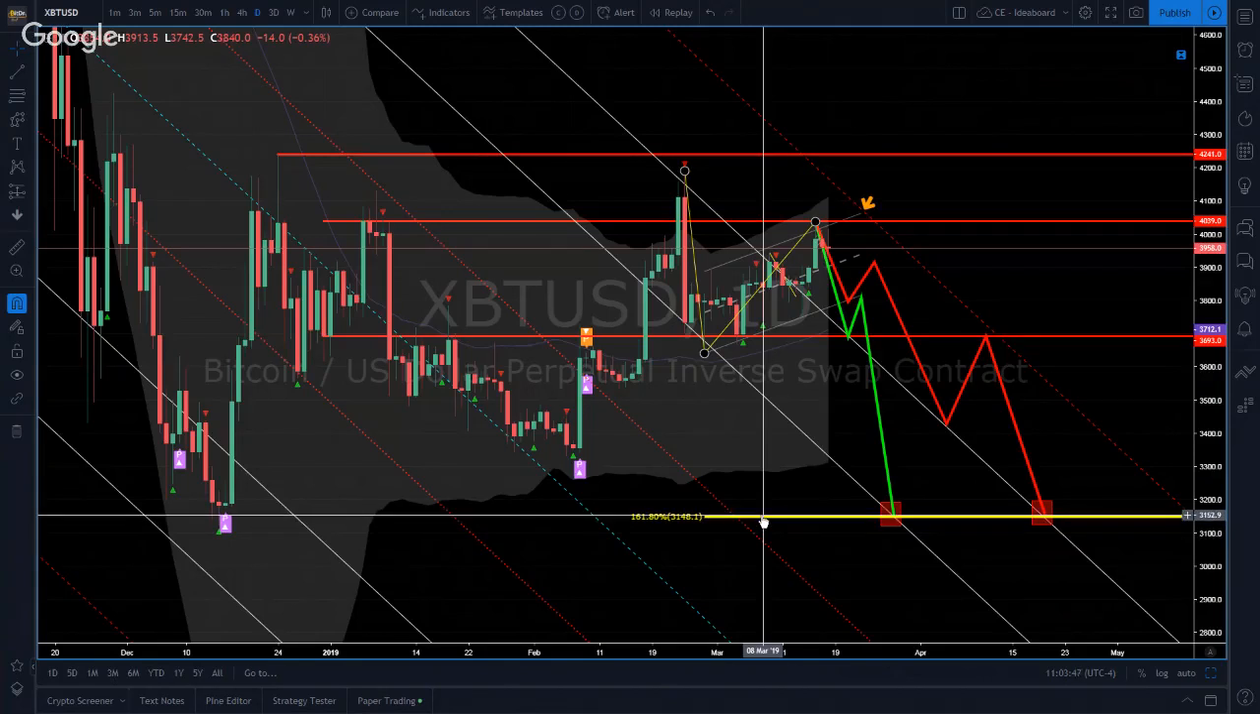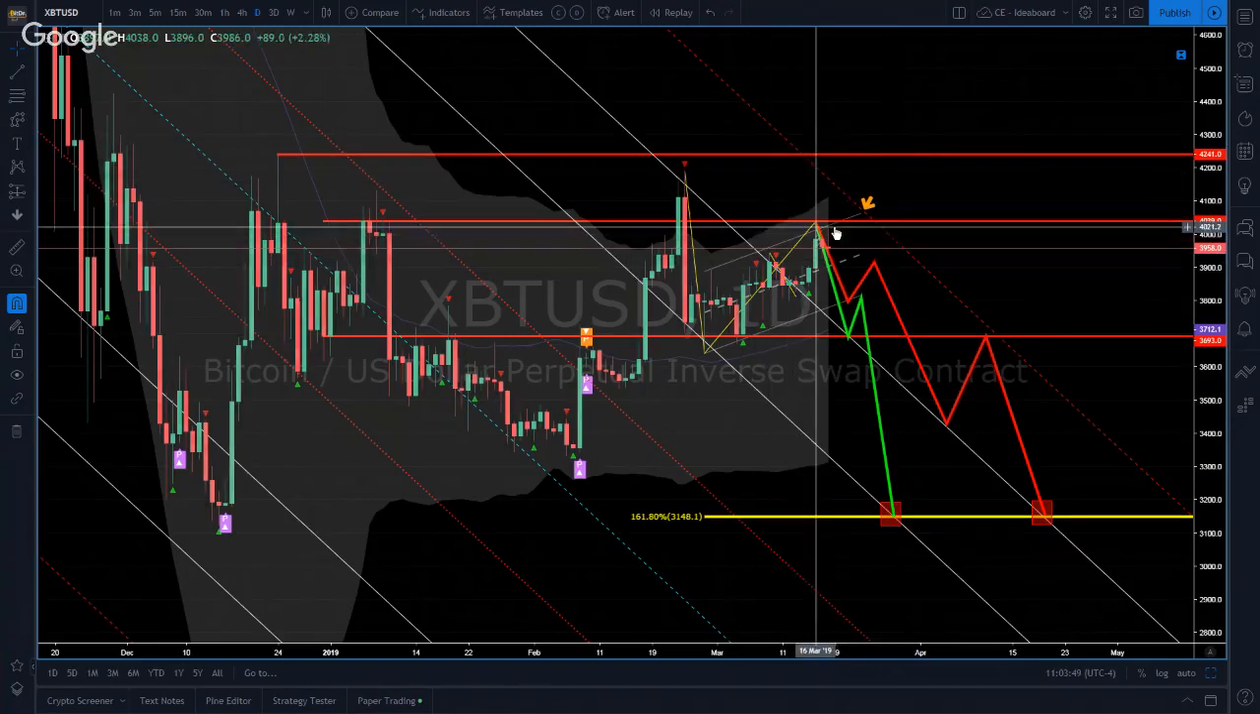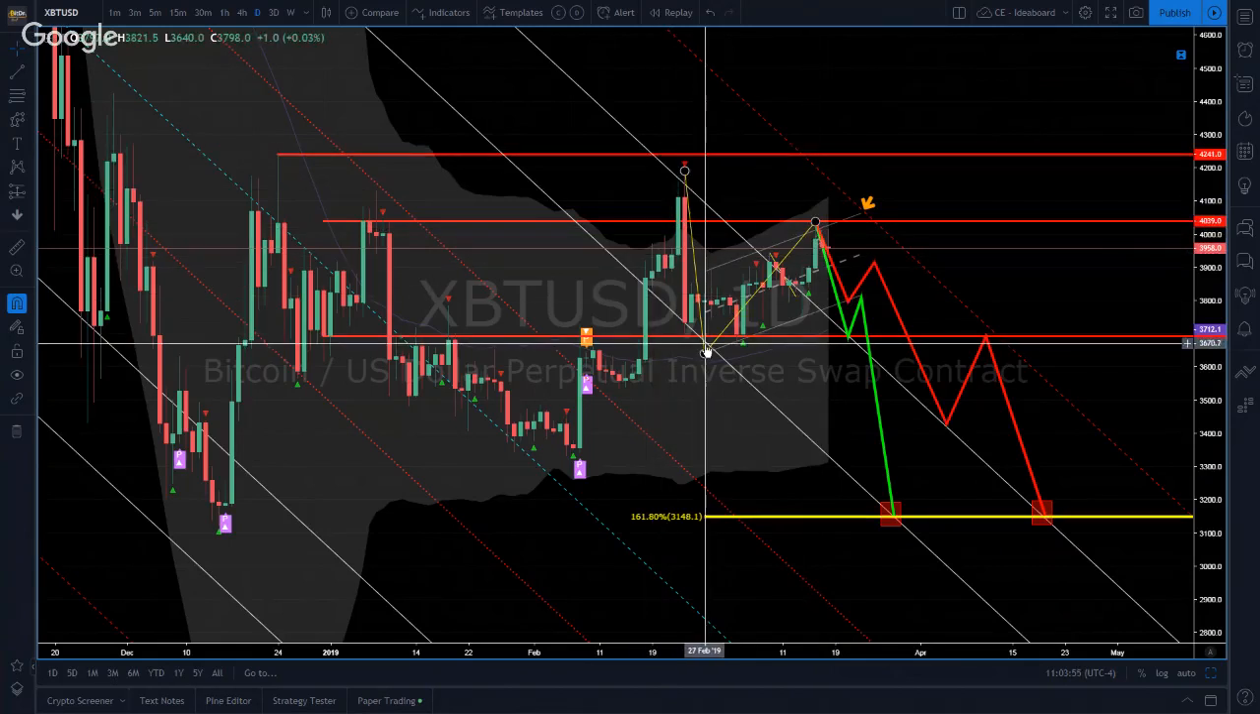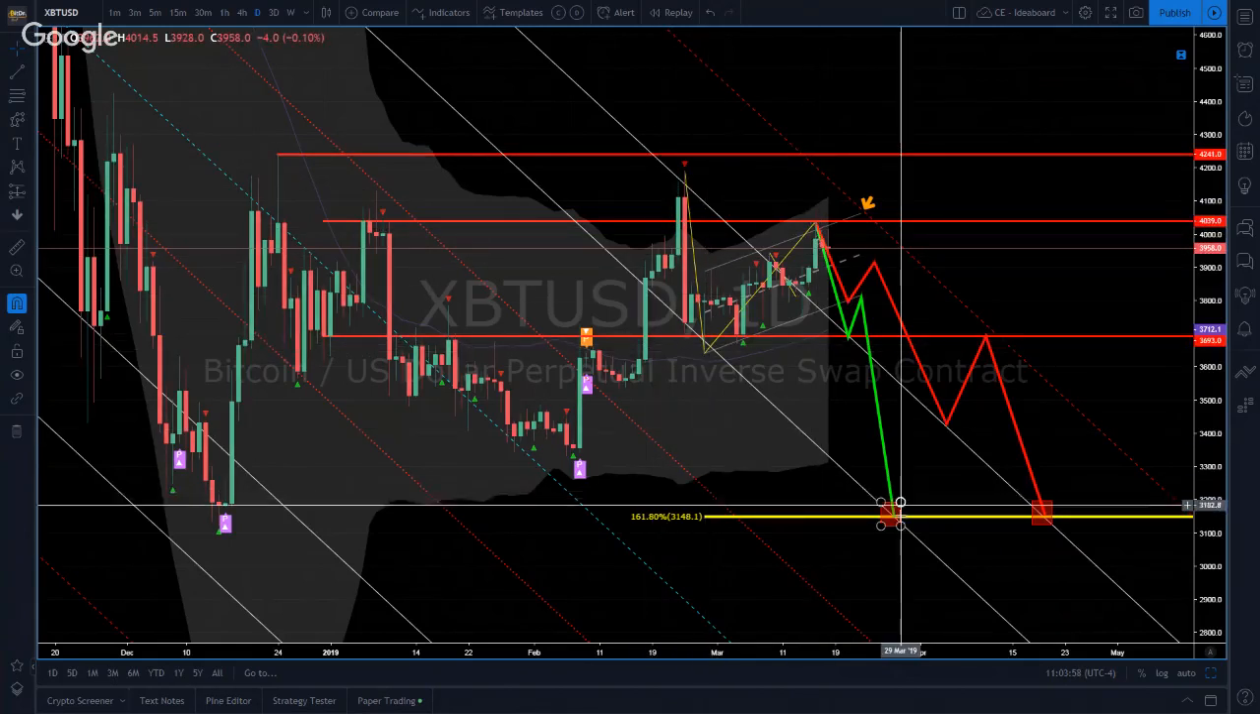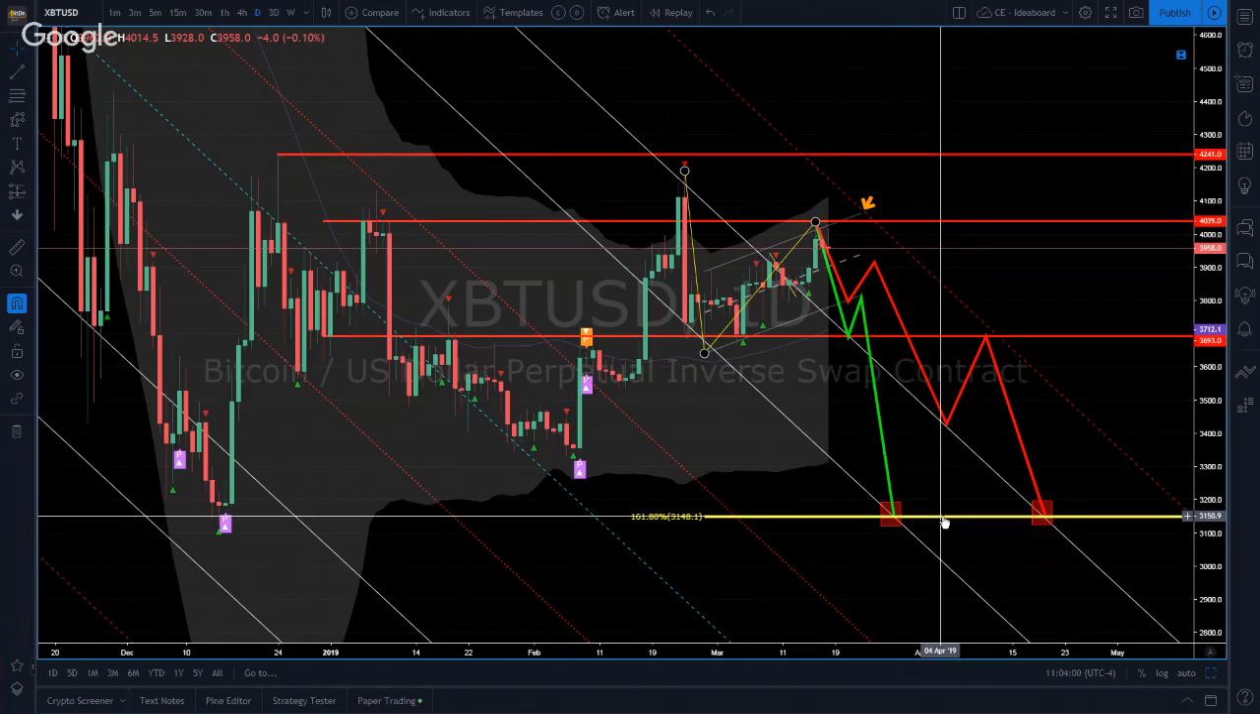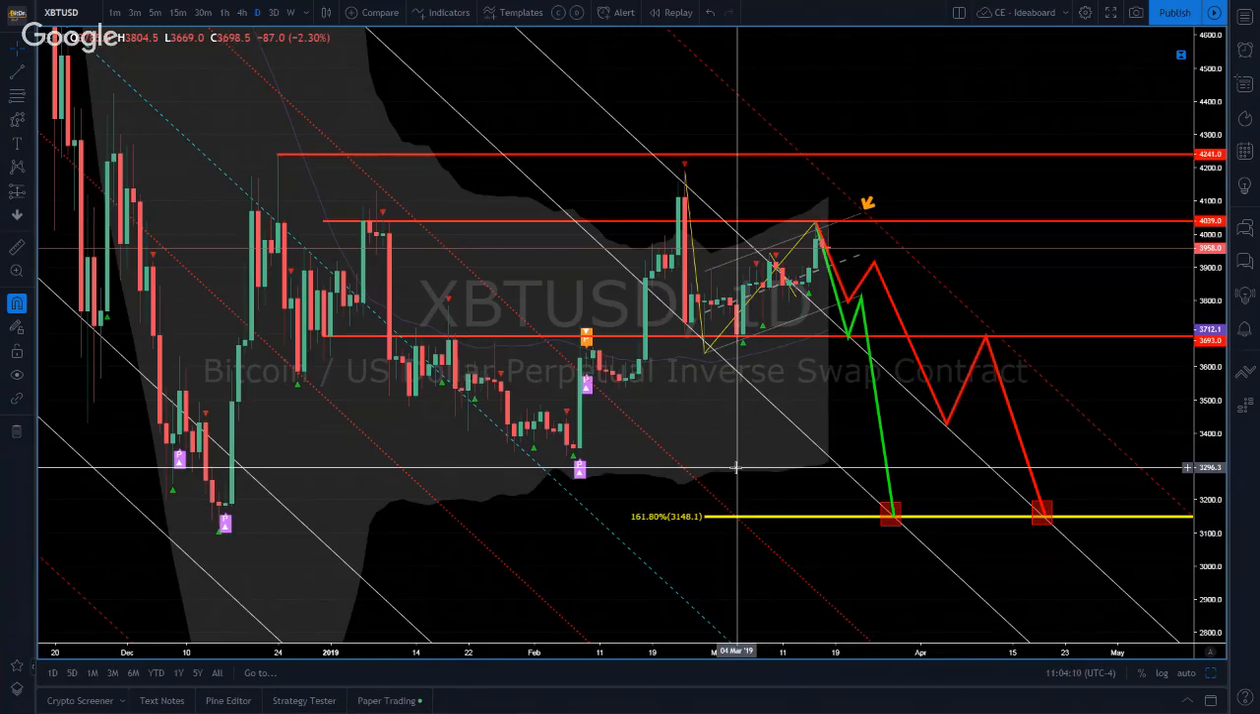Now the very interesting thing here is if this does happen to be the pivot, at 161.8% the length of this A rejection, it's going to take us right down to 3150. Now again, these are just units of measurement. There's no exact science behind this. This is just your probability. So the probability is the C wave would be about 162% the length of A.